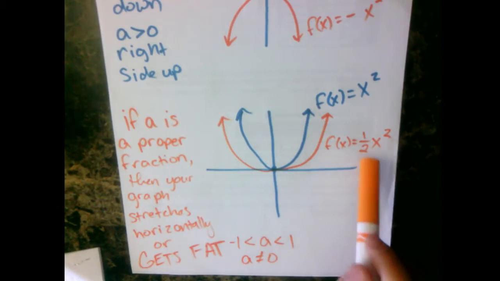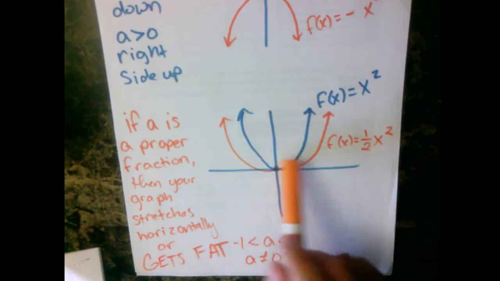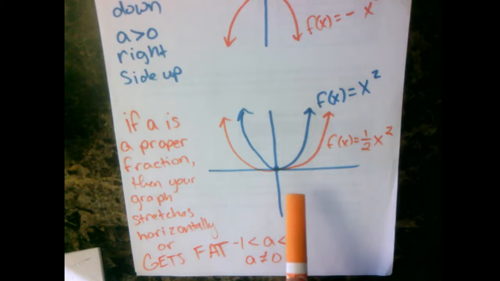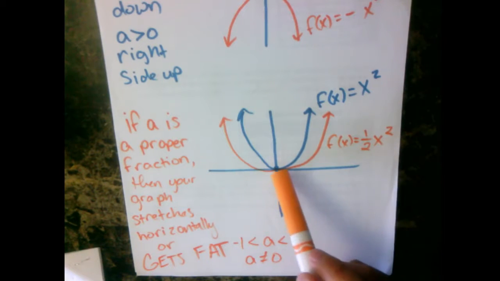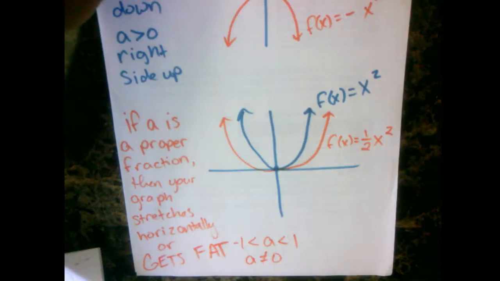The point is that if you have a fraction here, remember it has to be a proper fraction, then you will get a fat graph. All right. Again, if this were a negative fraction, it would just be upside down and a fat graph. Cool. So that's horizontal dilation. Let's do vertical dilations as well.